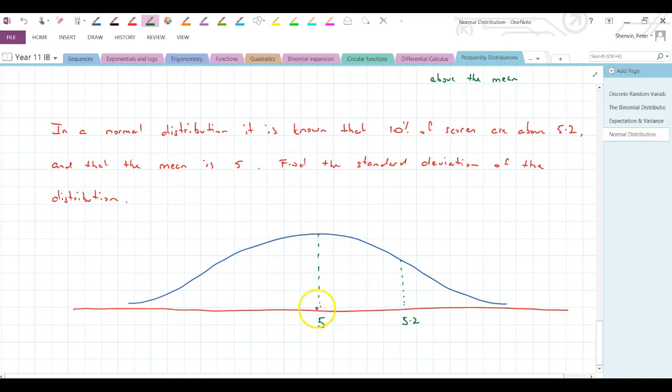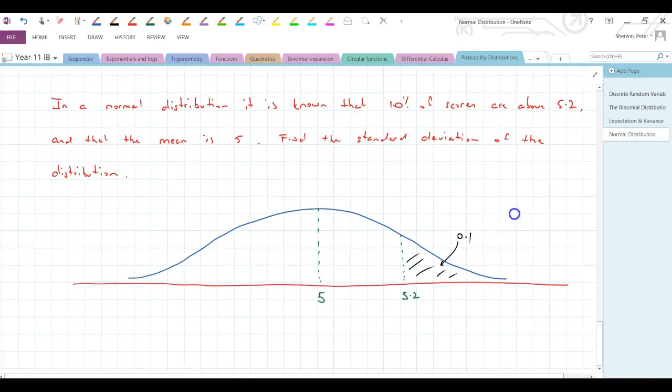Okay, so I've drawn this in, my mean's 5, bang down the middle, 5.2 is there. I don't know what my standard deviation is, that's what I have to find out. But I do know that this area here is 0.1. 10% of the scores lie in here, above 5.2, and that the mean's 5. Find the standard deviation of the distribution.